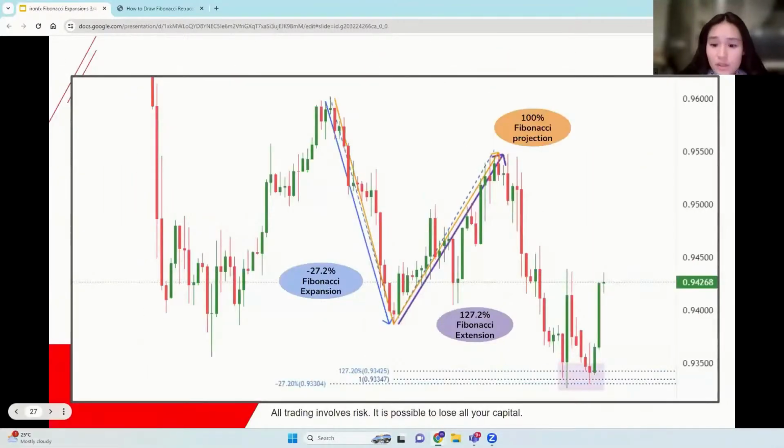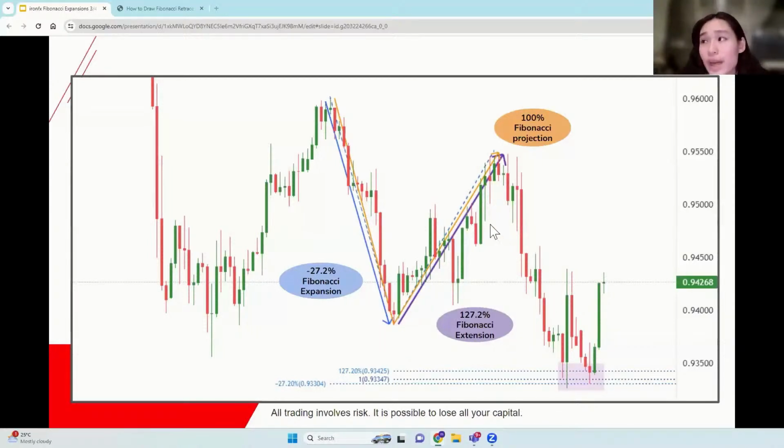In our next example, here we have a minus 27.2% Fibonacci expansion, which is in blue over here. You can see the lightning bolt shape, I think. And then our Fibonacci extension, which again is the Nike tick, which is the purple arrow. In this case, it is also an inverted Nike tick.